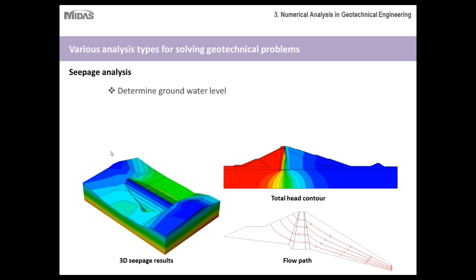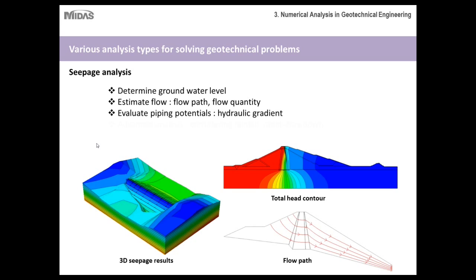Okay, and then seepage analysis. So determining the groundwater level, for example, how your groundwater level changes, maybe due to certain factors such as rainfall or an increase in head. Estimating the flow or the flow path. As you can see, with numerical modeling you can estimate your flow, or graph your flow paths, fairly easily.